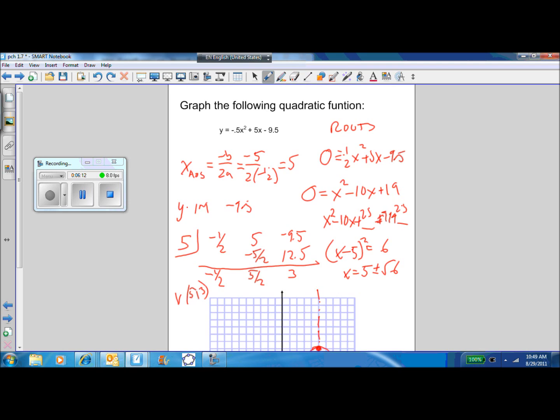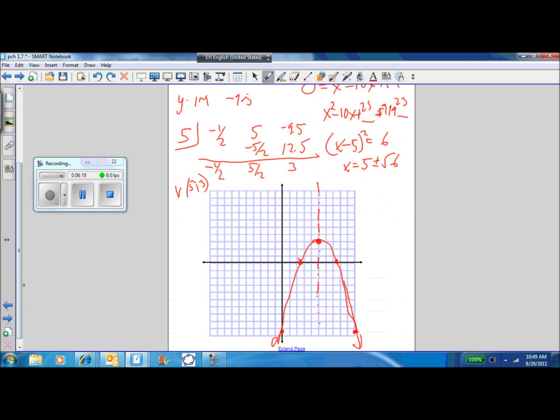So when we plot it, there are our roots, 5 plus or minus the square root of 6. There's the axis of symmetry at x equals 5. Here's the y-intercept, and here's the point symmetric to the y-intercept on the other side of the axis of symmetry. So I'm going to be looking for these 5 points whenever possible.